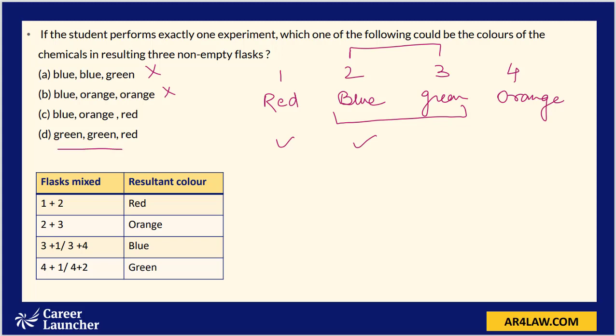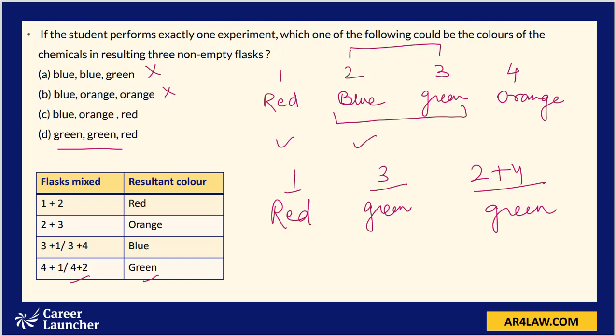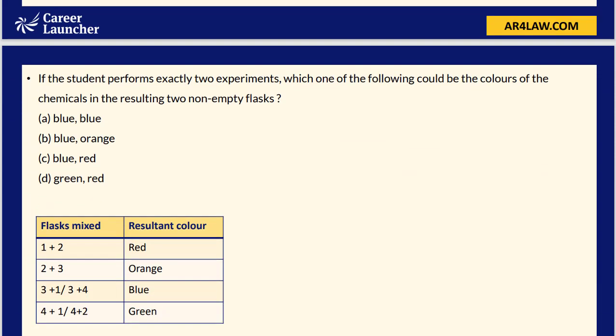Checking the last option, which talks about 2 greens and 1 red. Let's keep our original colors intact, that means I'm keeping 1 red and 1 green intact. I'm not disturbing flasks 1 and 3, and I'll mix 2 and 4. When I mix 2 and 4, I get green. So yes, it is possible to get 2 greens and 1 red. My answer would be D here. Moving on to the second question.